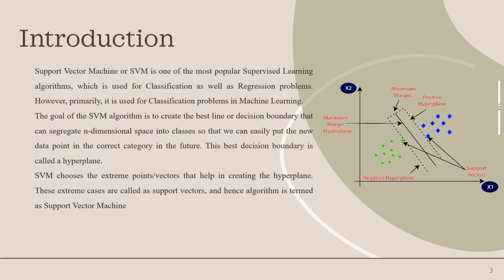It is a supervised machine learning problem where we try to find a hyperplane that best separates the two classes, whereas support vector machine is based on statistical approaches.